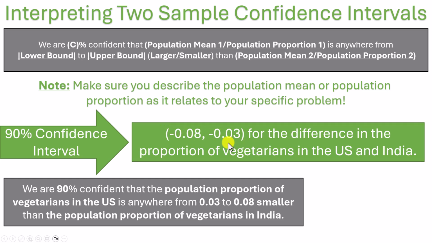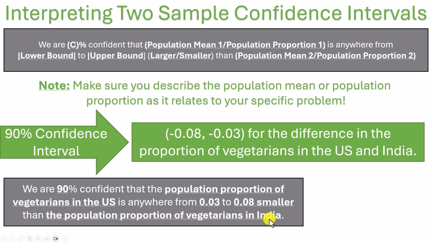These are both negative, first of all, so that's why I have dropped the negative sign. We need the absolute value of those two. And if they're negative, I like to actually write the second one first. So it does say lower bound and upper bound, but I've written the upper bound technically first because it's smaller in absolute terms. So from 0.03 to 0.08, and then I use the word smaller because we had negative numbers here. So the word smaller is doing the work of the negatives, than the population proportion of vegetarians in India.